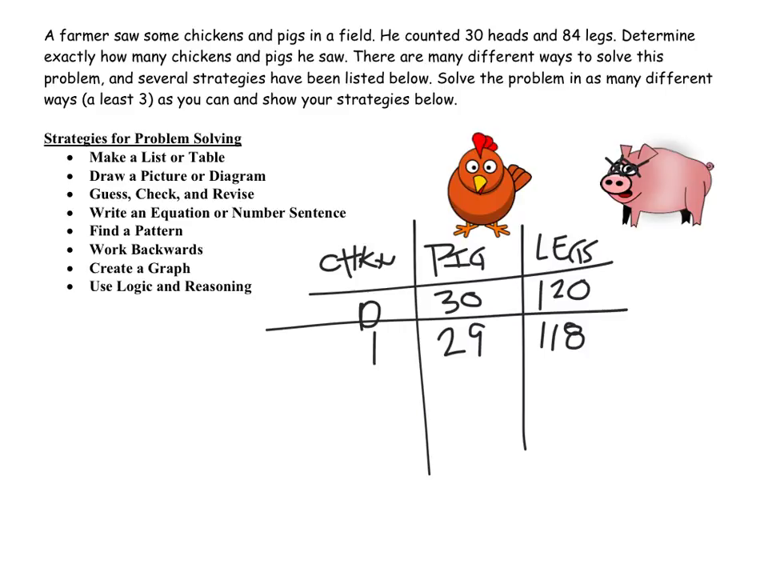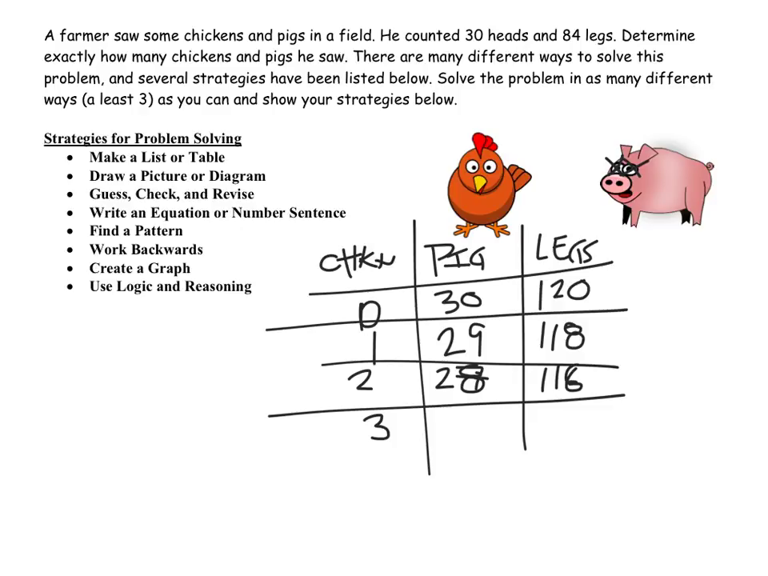Now we're just going to work our way down the table. Let's say I had 2 chickens and 28 pigs. Counting's hard. This is 3 chickens, which would be 27 pigs, and now I got 114 legs. That still isn't working, but every chicken that I add to this, we're taking 2 legs off. So 4 chickens, 26 pigs, 112.